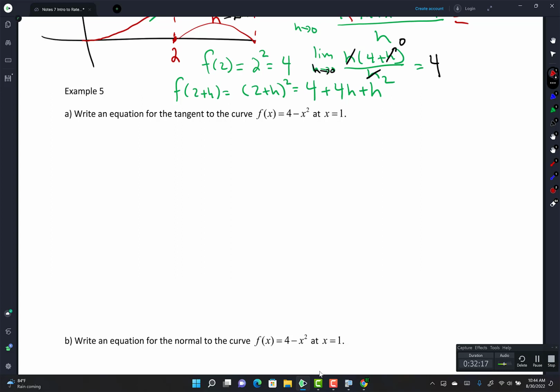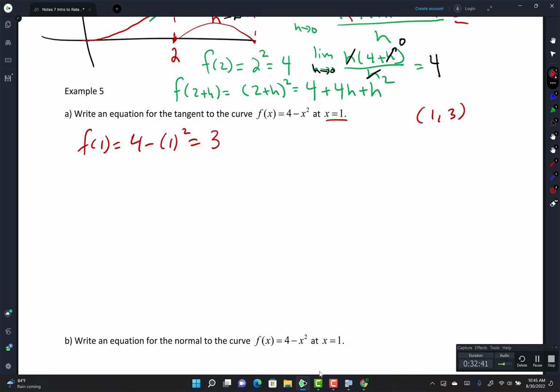All right, here we go. I want a tangent line. I need two things: I need a point, and I need a slope. Yes or no? Yes. All right, let's get the point. When x is 1, I'm going to write f of 1 equals 4 minus 1 squared. What's 4 minus 1 squared? So I got my point: (1, 3). Are we still cool?